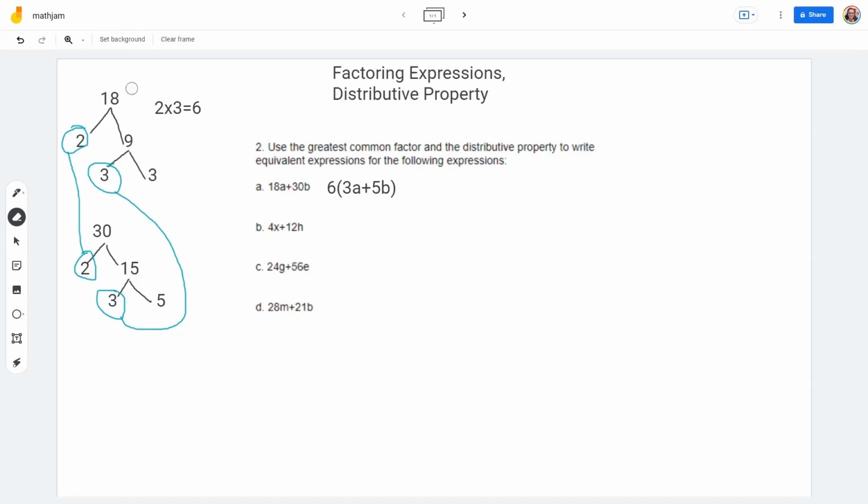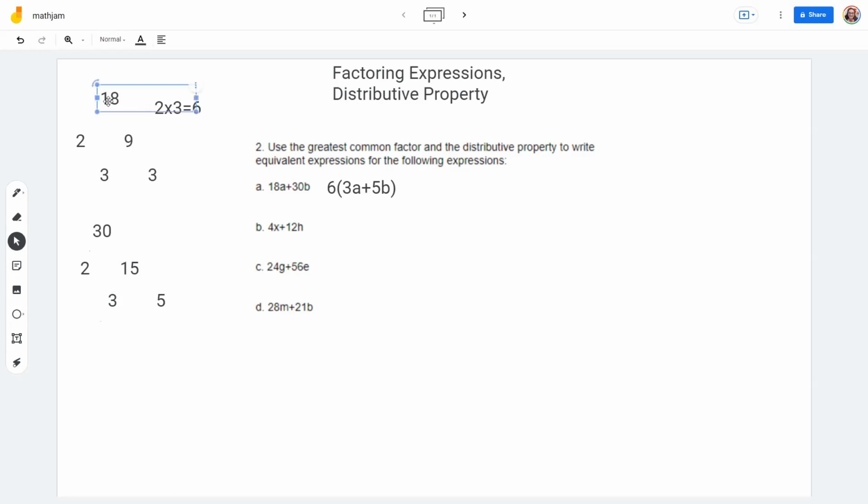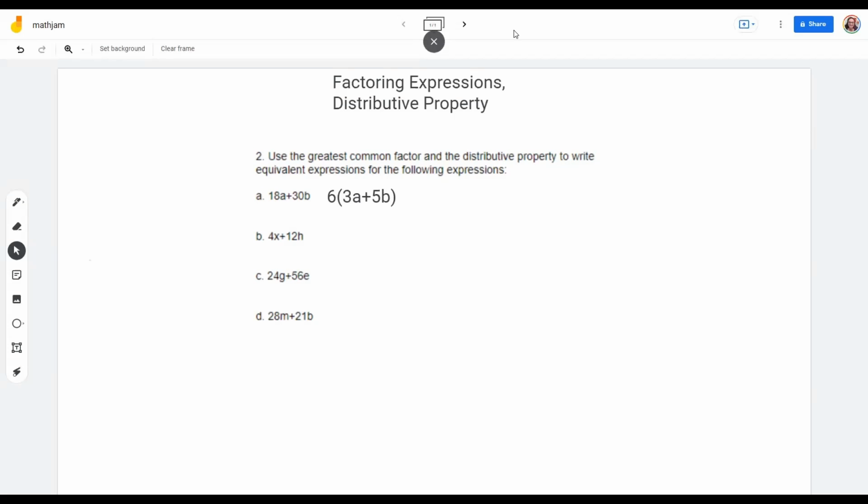Let's go ahead and erase some of this up here so that we've got some room to work. And we'll get rid of those numbers. All right, almost gone there. All right, so let's go ahead and take a look at our next problem. So our next one, it says 4x plus 12h. Let's take a look and see what we can do with that 4 and that 12.